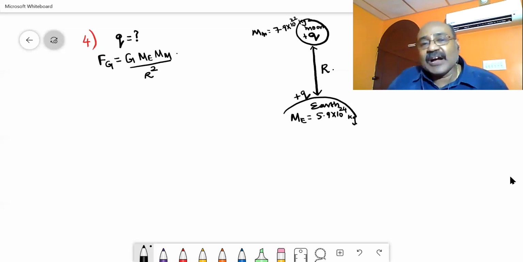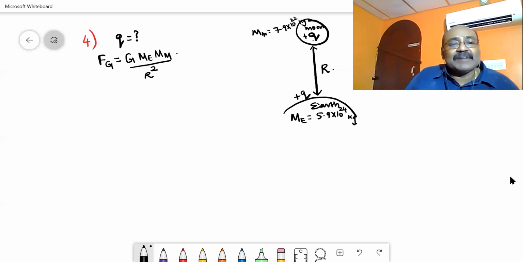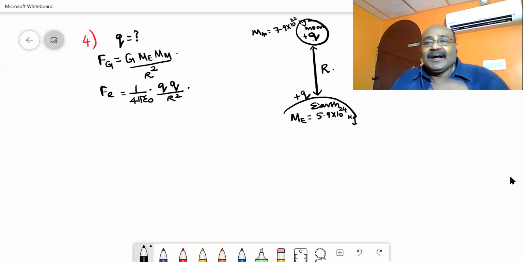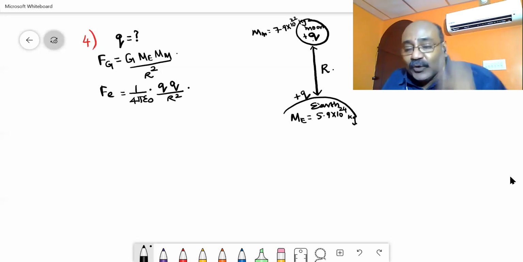Here you have a charge. Similarly, at the other end also you have a charge. So between these two, you have an electrostatic repulsion. What is the electrostatic repulsive force acting? We can write it as 1 divided by 4 pi epsilon 0 into Q1, which is Q, and Q2, which is also Q, divided by r square. The electrostatic force should balance the gravitational force, then only it is said to be in equilibrium. The question is given like that: calculate the value of Q required to balance the gravitational attraction.